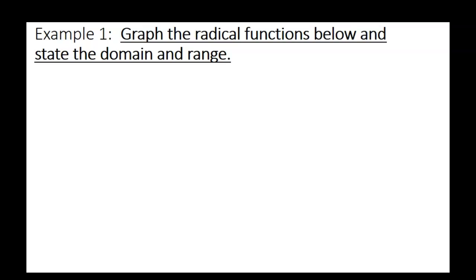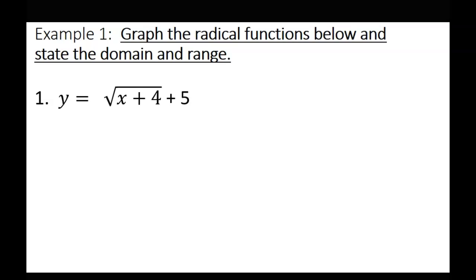Go ahead and write down example 1, directions there, and then number 1. So, the first thing we want to do is find our starting point. Notice this graph has a +4 here and a +5. When you add 4, that means it's being shifted to the left 4. Adding 5 means it gets shifted up 5. So my vertex, or not, it's not a vertex, I shouldn't call it that, we'll call it a starting point, is going to be (-4, 5).